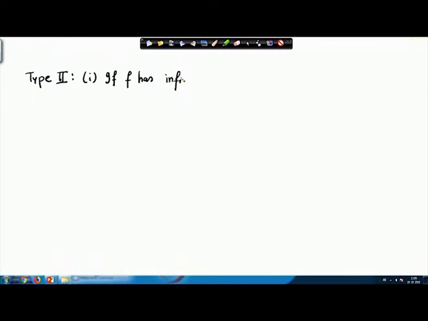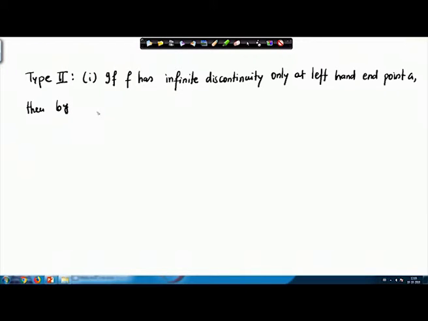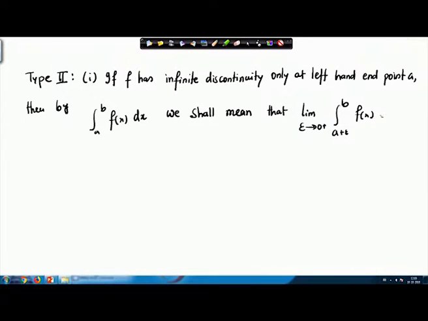So if the function f has infinite discontinuity only at left hand endpoint a, then by integral a to b f(x) dx we shall mean that limit epsilon goes to 0 positive integral from a plus epsilon to b f(x) dx, where 0 less than epsilon less than b minus a.